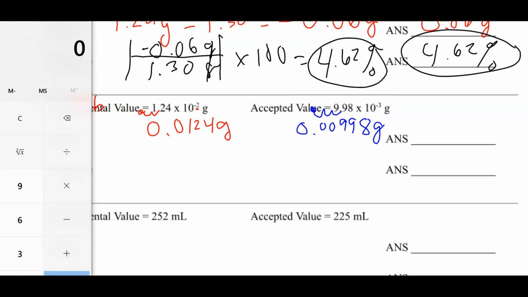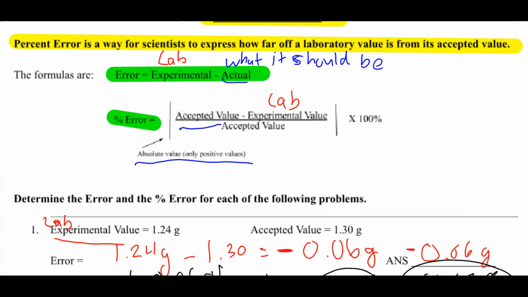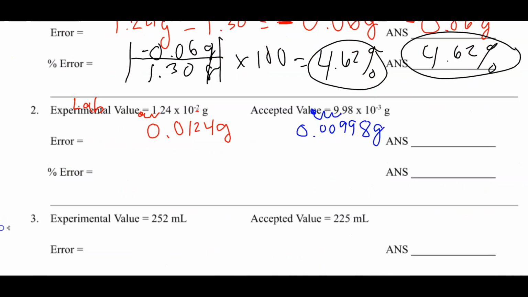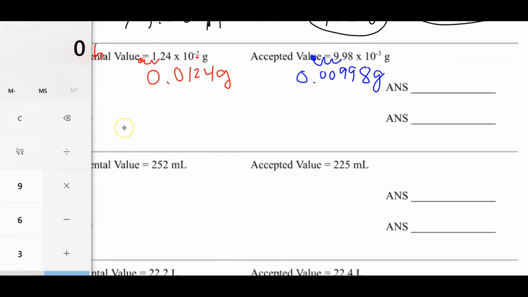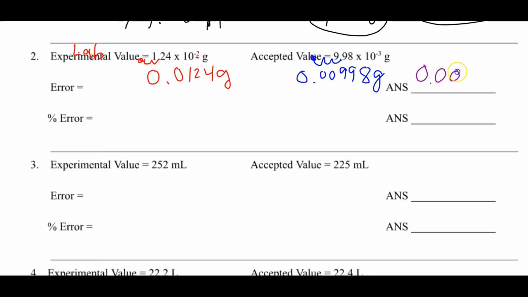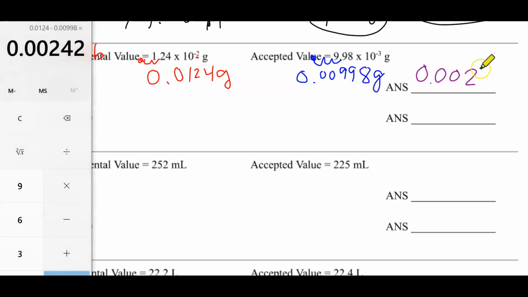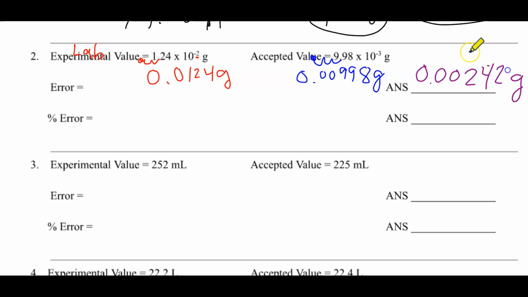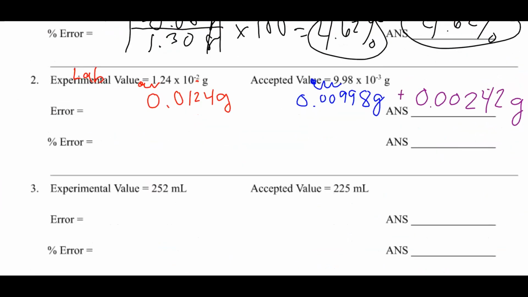Okay, and let's make sure that we go the right direction and get the right sign. It's the lab minus what it should have been. So the lab number is 0.0124 minus what it should have been, 0.00998. My difference is 0.00242 grams. Let's make sure I got that right. Now that's a positive number. So we were actually a little high. We were over. See how last time we were negative, we were too low in our measurement? This time we're too high.